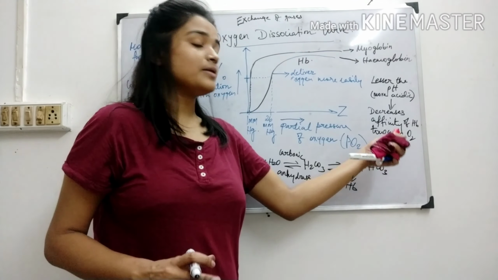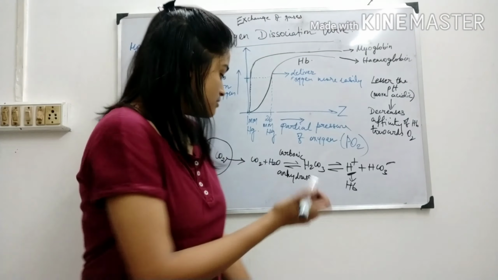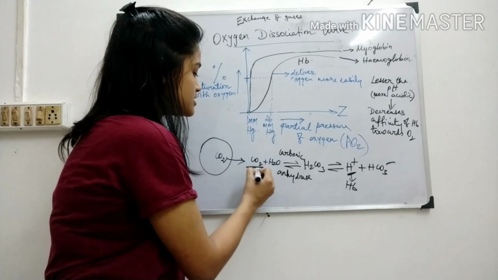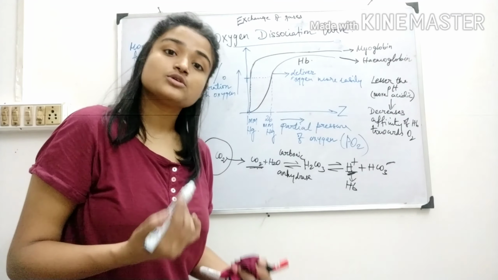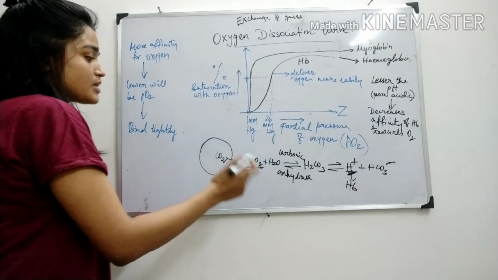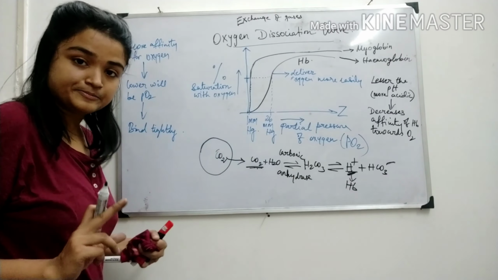This can also happen when carbon dioxide concentration is high. Same thing, because if carbon dioxide concentration is high, it will give more H plus. So this is Bohr's effect. So this is happening in the cell. Actually this whole thing is happening in this cell.